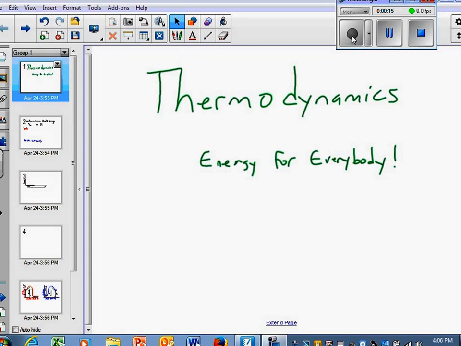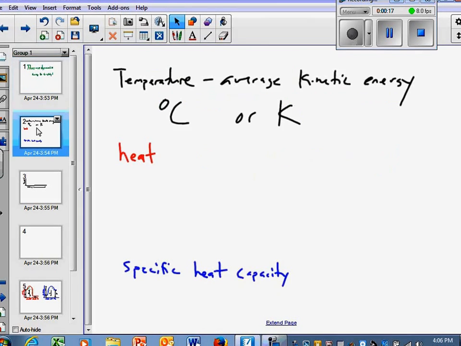We're going to start off with a couple of definitions. The first is temperature. We've talked about temperature already. It's the average kinetic energy. It has to do with the motion of the molecules, and we spent a lot of time on that when we talked about gas laws. Temperature is measured in degrees Celsius or Kelvin.